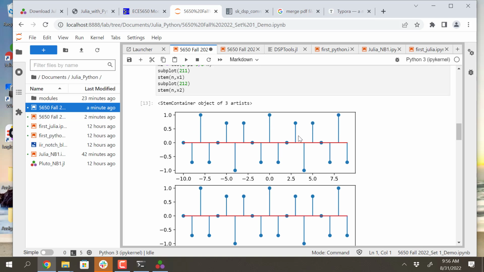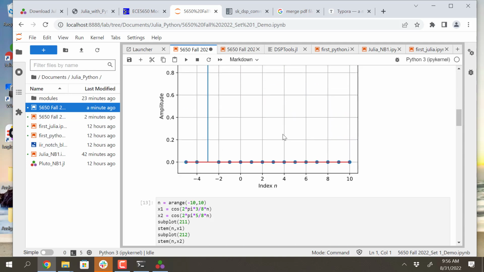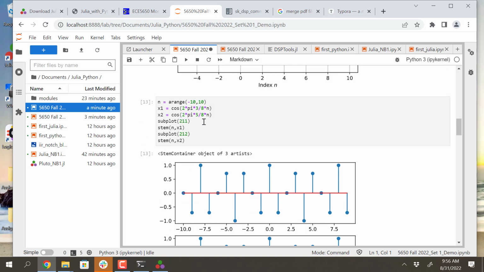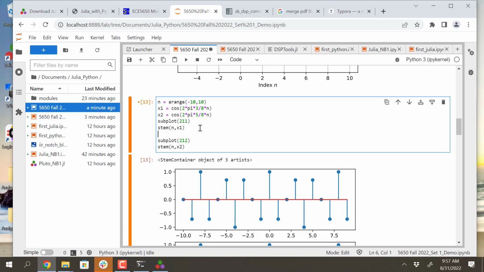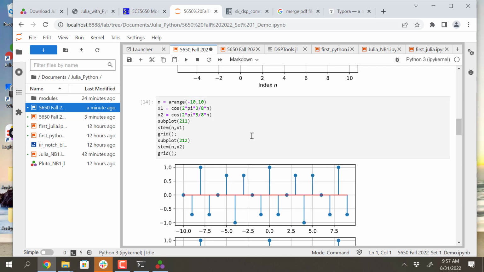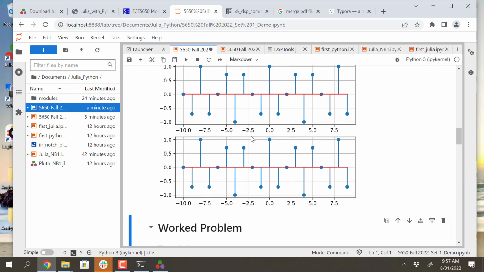So even though this doesn't look like a cosine sequence, because the period is not very long, only 8, I can at least look at these, and if I put a grid on here, maybe it would be better. And I'm saying they look identical.